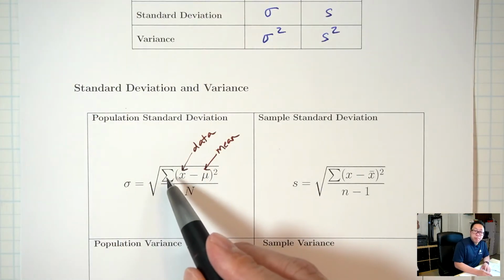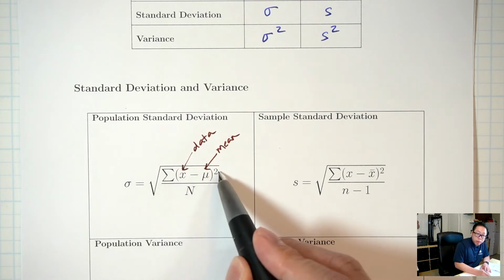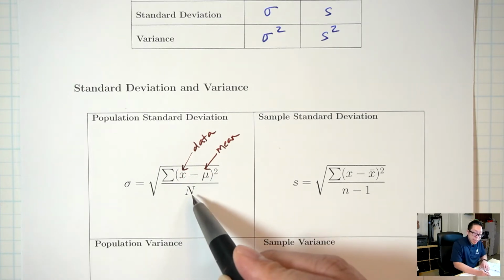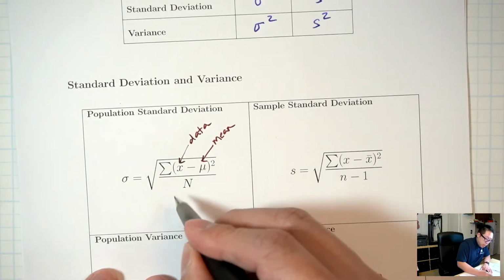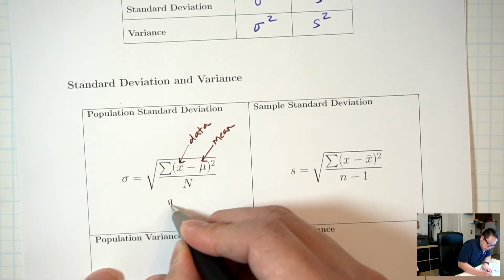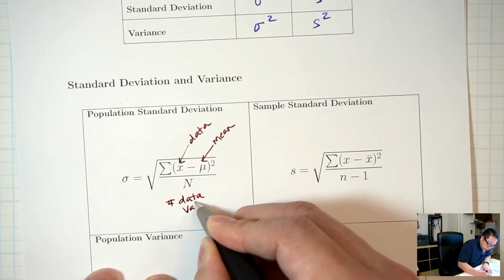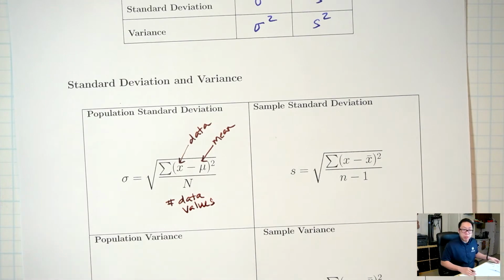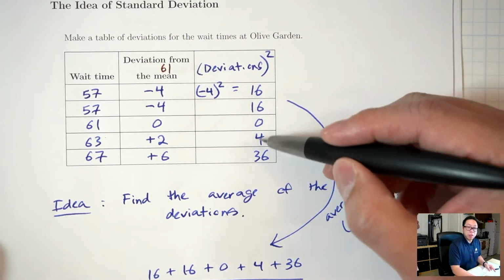What's this symbol? This is a sigma. It means add up this. So add up your deviation squared. And then divide by n. So n is, remember, the number of data values, which is exactly what we did, right? That just means take the average of the deviation squared, right?